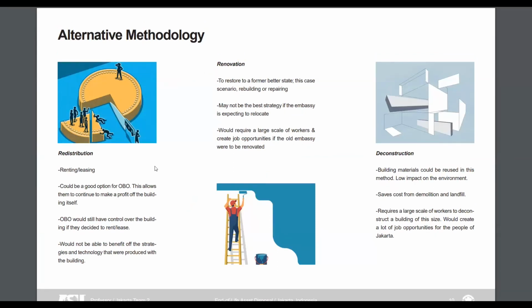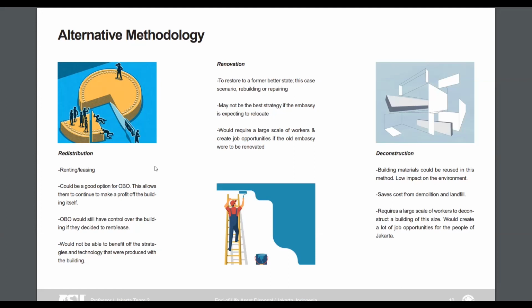And then we took a further look and explored some different alternative methods that would potentially fit our site better. We have redistribution, which would be more so renting and leasing, and it could be a good option for the OBO because it helps them make profit and they would still have control of the building. Another one would be renovation to just restore the current building. It may not be the best strategy since ours is relocating, but it would require a large scale of workers and it could create job opportunities as well.